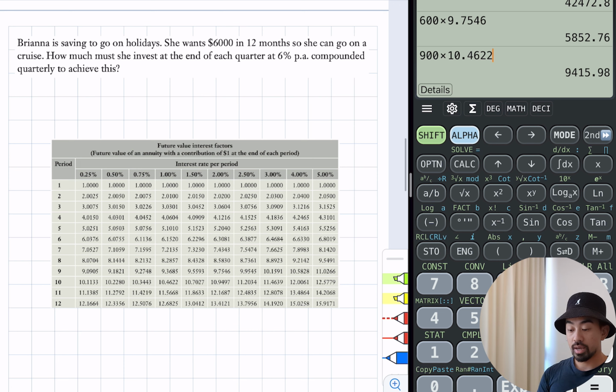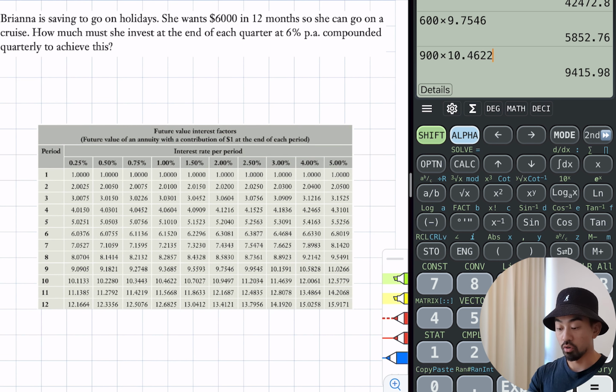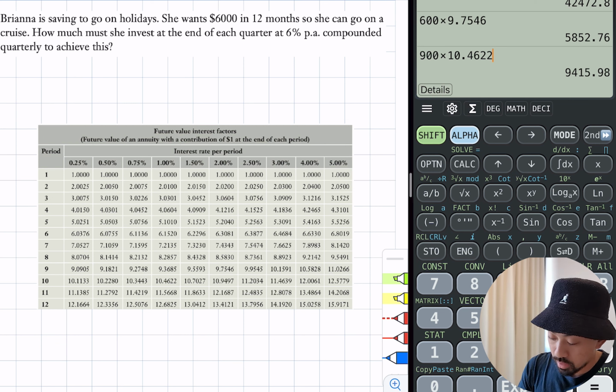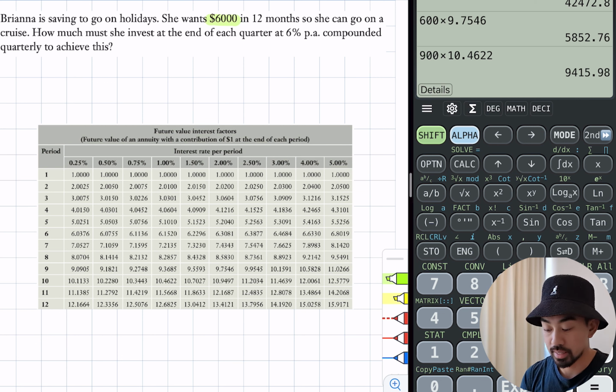Brianna is saving to go on holidays. She wants $6,000 in 12 months so she can go on a cruise. How much does she invest at the end of each quarter at 6% compounded quarterly to achieve this? All right, so that's what she wants, $6,000 in 12 months. And we want to work out how much does she need to contribute.